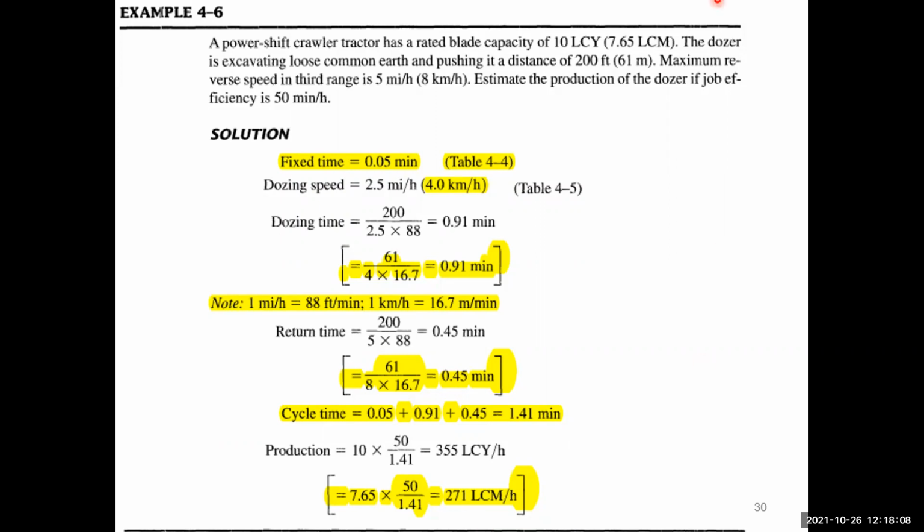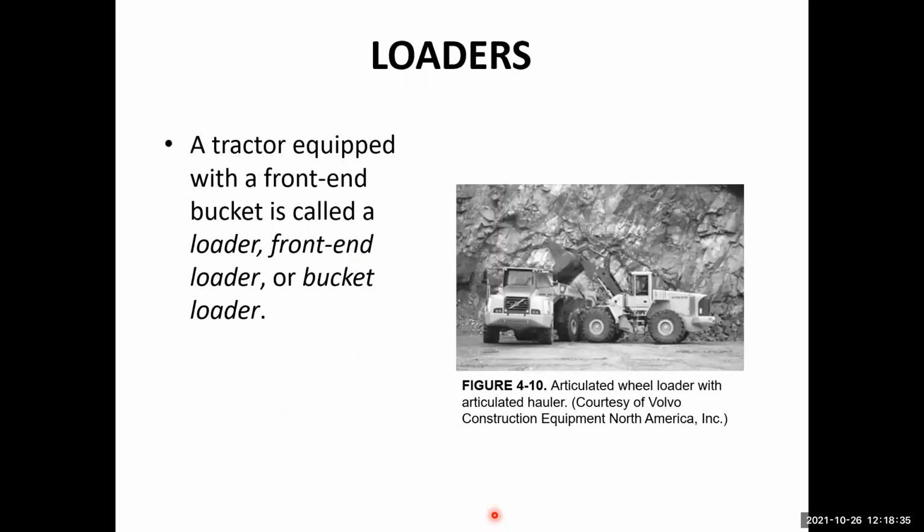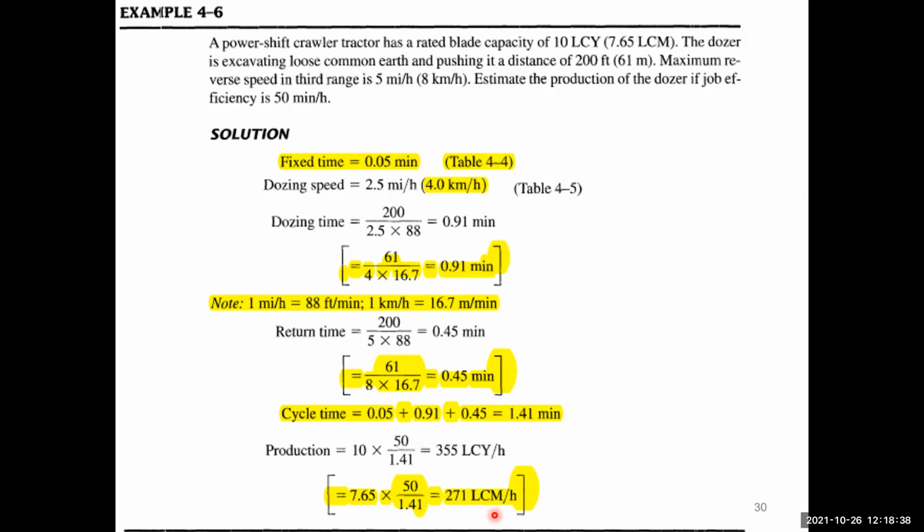Now, if the distance moved is greater than say 61 meter, maybe 100 meter, then the answer will also change. Okay, so therefore, for various types of data, we can get different types of answers. So this was one of the ways in which we can estimate the production of the dozer.